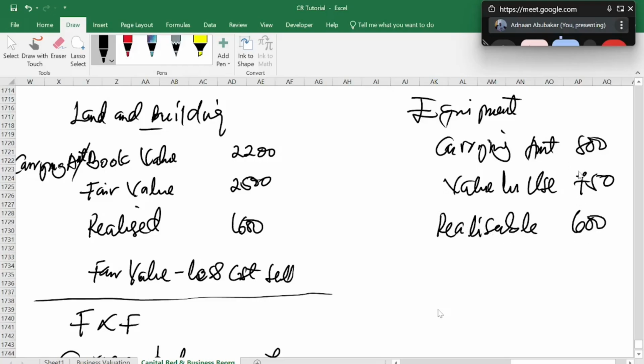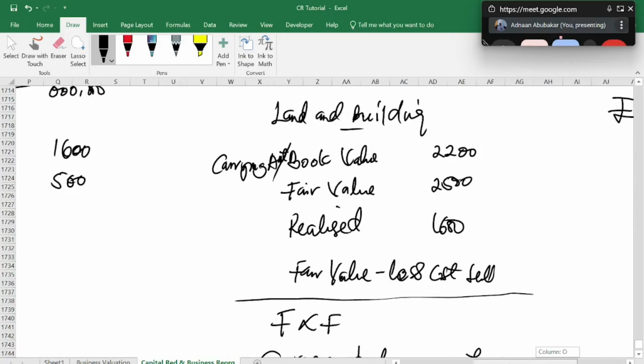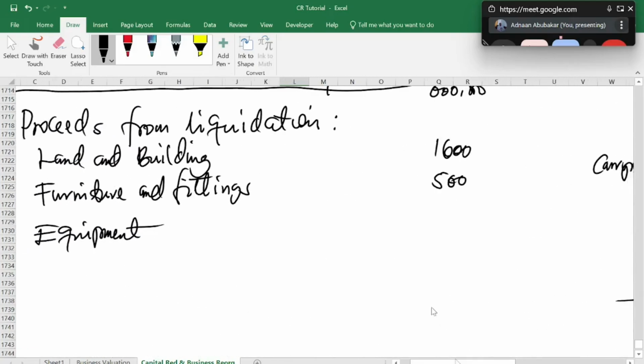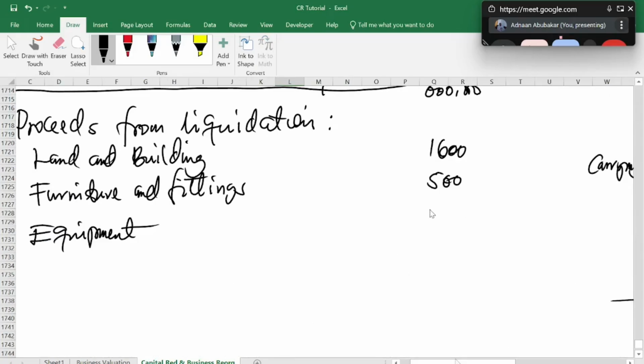So among these, which one will you pick? We pick 600 because that is how much we can get when we sell the asset. Because we are liquidating, we cannot maintain the equipment. So this value is how much? 600. So the next item is what? Motor vehicle.